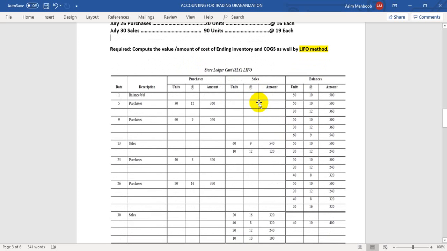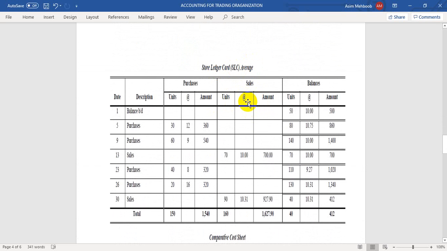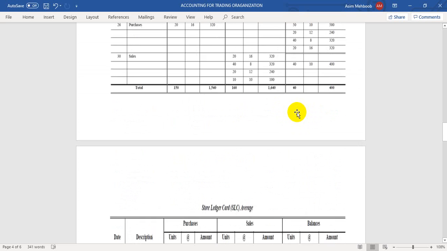Okay guys, the next method is the average method. The average method is very simple. In what respect is it simple? That you are not supposed to keep different levels of the inventory. Whatever inventory you are purchasing, you have to add with the remaining units. Now you can see, 50 units were balanced, if you see here.